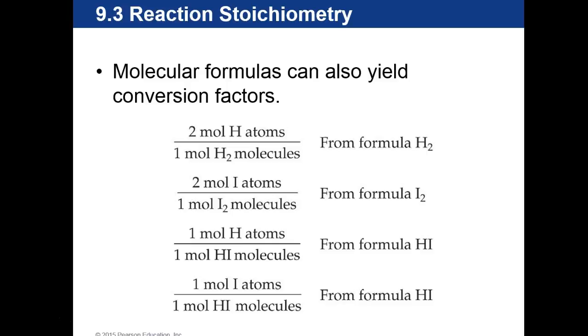Our molecular formulas can also yield conversion factors. So 2 moles of hydrogen atoms per mole of H2 molecules from the formula H2, 2 moles of iodine atoms per 1 mole of I2 molecules from the formula I2, 1 mole of hydrogen atoms to 1 mole of HI molecules from the formula HI, and 1 mole of iodine atoms per 1 mole of HI molecules from the formula HI.